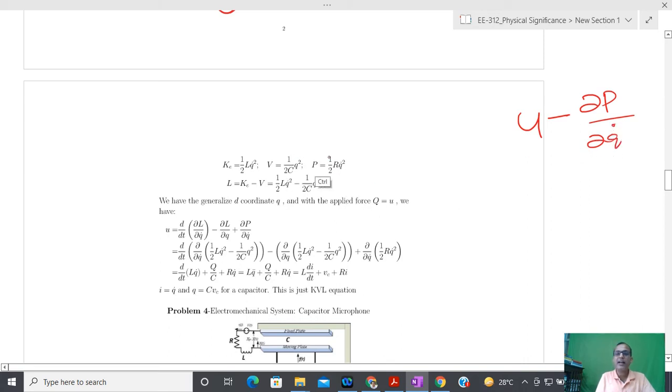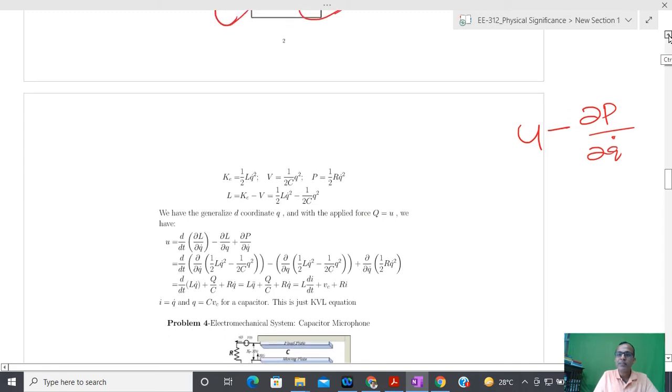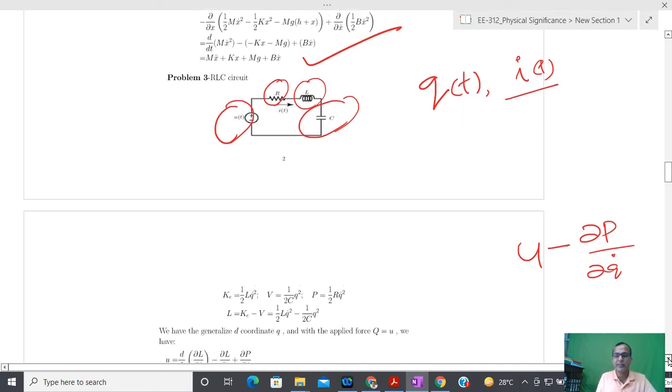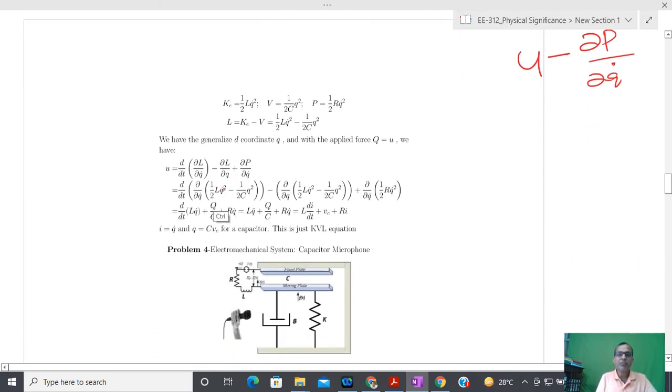Here, if you see carefully, I have just a one-coordinate system, so I have to select the coordinate either as q(t) or you can select i(t). For simplicity I have selected q(t), but you can select i also, that doesn't matter. In terms of q, that generalized coordinate, I am going to write the equation. And finally you can see that the same equation comes into the picture.